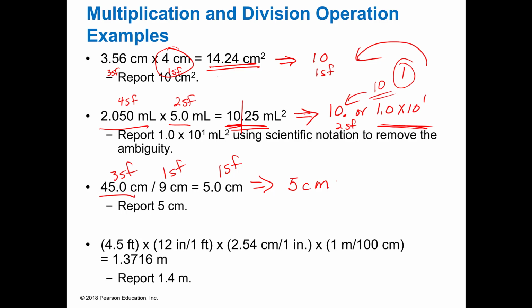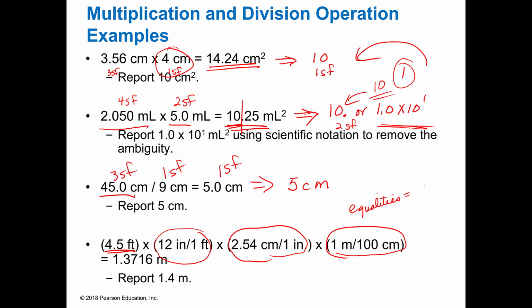Now this one, I've got all kinds of crazy stuff going on. I've got 4.5 feet, notice. Then I've got all of these equalities: 12 inches over 1 foot, 2.54 centimeters divided by 1 inch, and 1 meter divided by 100 centimeters. Those are all equalities, right? We're going to talk about those a lot more at the end.